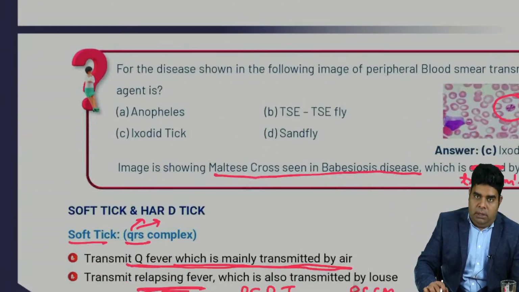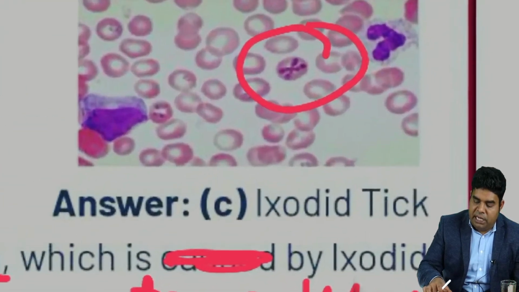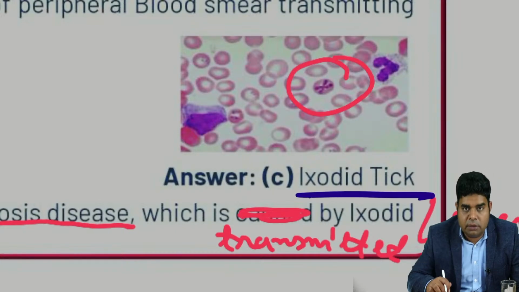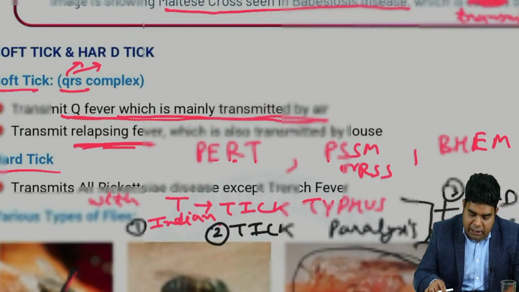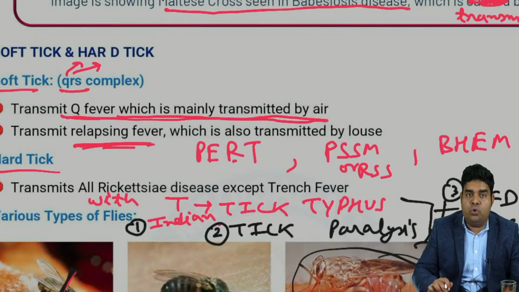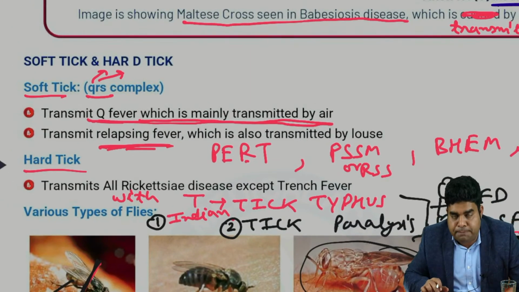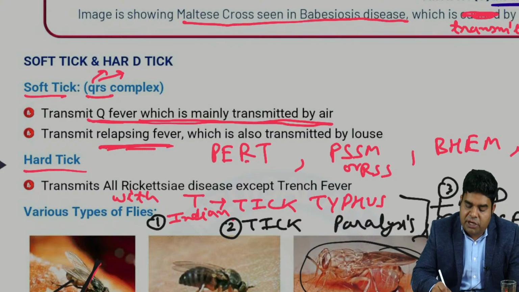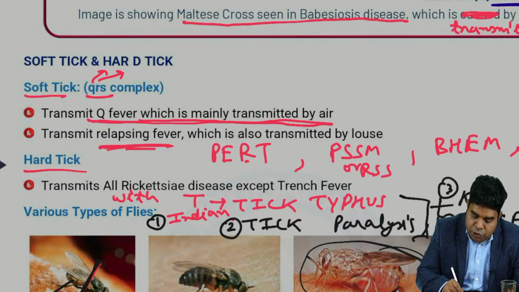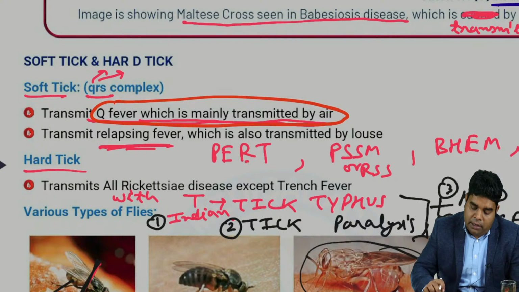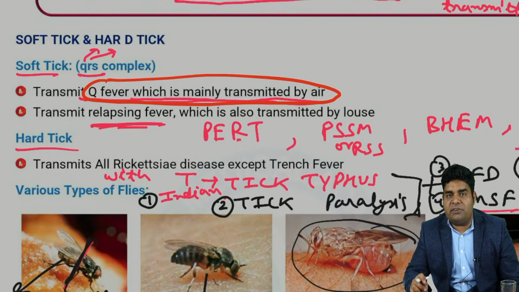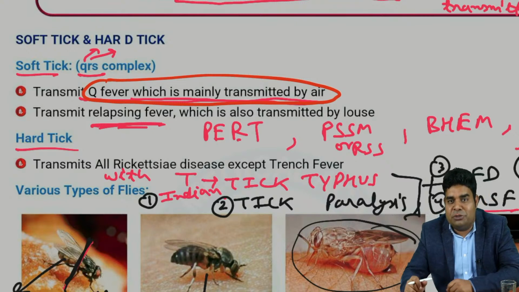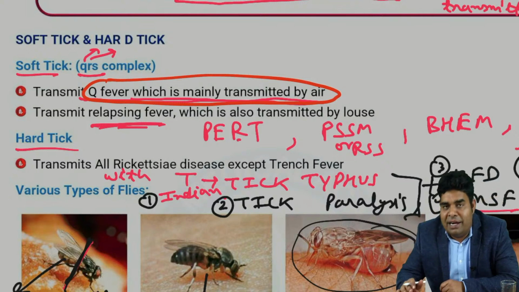Okay. This was the question in NEET 2018. They gave the image of Maltese cross. They asked who transmitted? Ixoid tick. Okay. Now, soft tick transmit two diseases, Q fever and relapsing fever. But it was a very common question at our time that which rickettsial disease is transmitted by air? Answer was Q fever transmitted by air. And then relapsing fever, we just read PERT, pediculosis, epidemic typhus, relapsing fever, trench fever, PERT. So relapsing fever is also transmitted by louse.